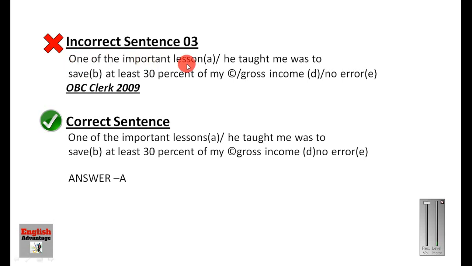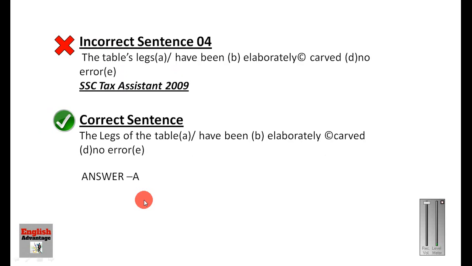One of the important lesson. Now here you can see the error. It should be one of the important lessons, because "one of the" is always followed by a plural noun, since we select one out of many. We cannot select one out of one. So this should be lessons, not lesson. So the answer would be A. Now let us see the next question.